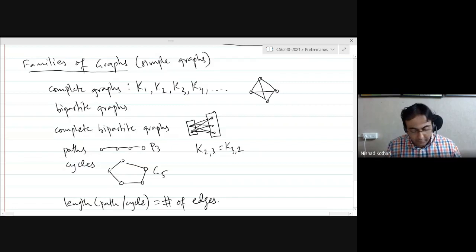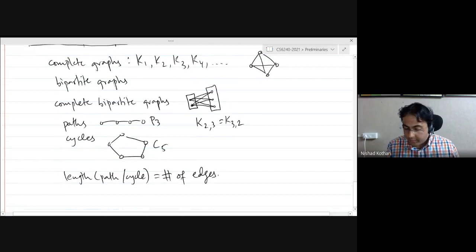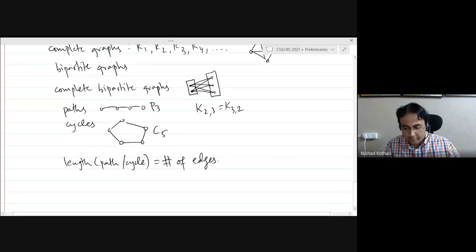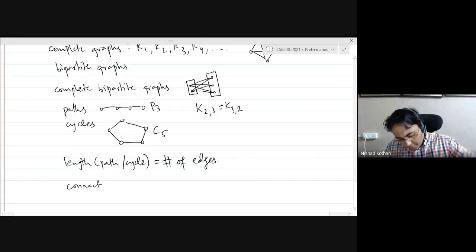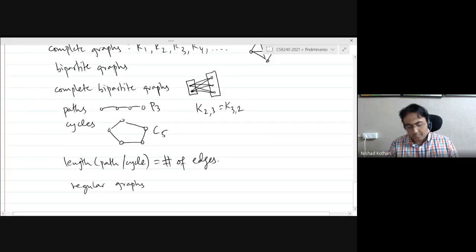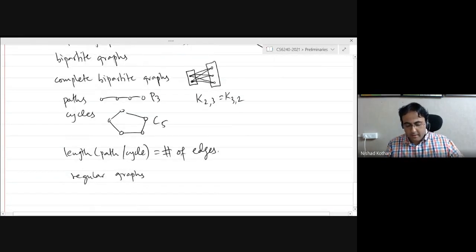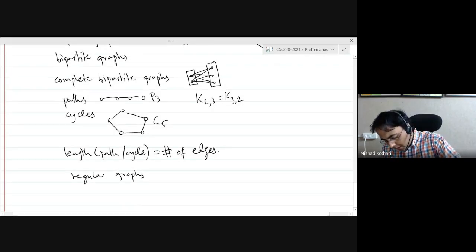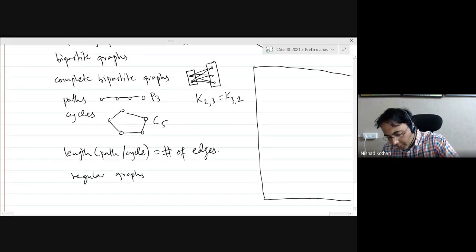Of course, in a cycle, the number of edges and the number of vertices is the same. In a path, you have one more vertex than the number of edges. So these are some special families of graphs that you all seem to be familiar with. If you are not, just interrupt me and I will define it for you. Then we have one more family, regular graphs. Is everybody familiar with regular graphs? I will still define them because I want to define the degree of a vertex.